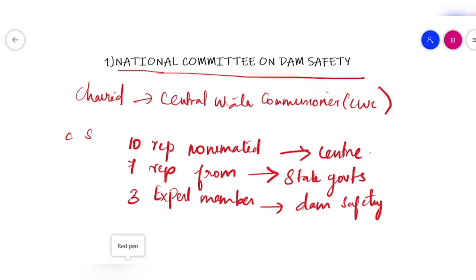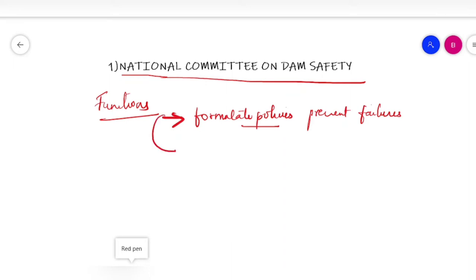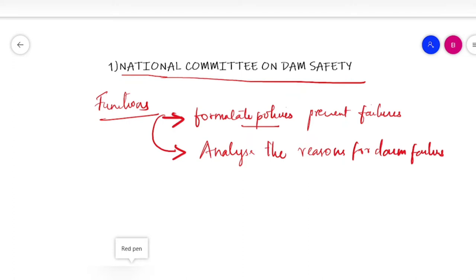Let's look into the functions of this committee. The first function is to formulate policies. This committee will be the agency which formulates policy to prevent dam failures. The second important function of this committee is to analyze the reasons for dam failures. If a dam failure occurs anywhere in India, this committee will be the agency which analyzes the reasons for the failure and suggests measures to prevent such failures in future. These are the important functions of the National Committee on Dam Safety.